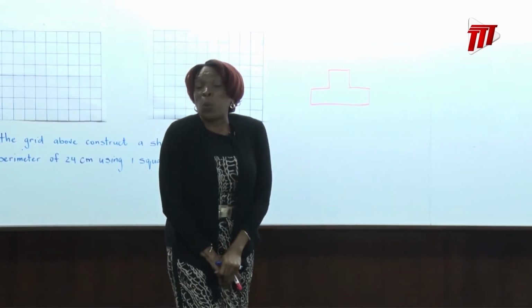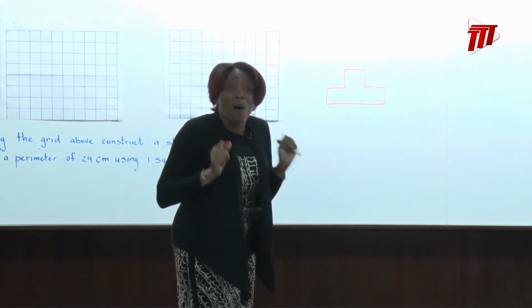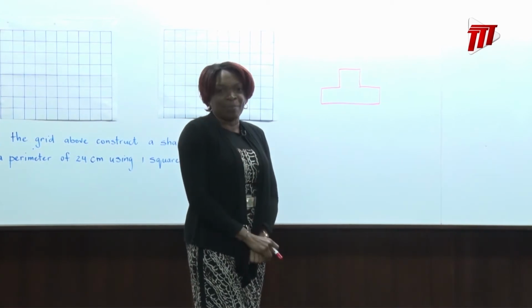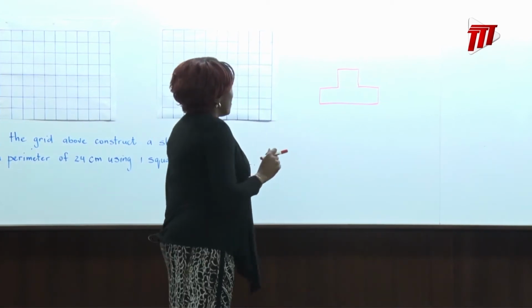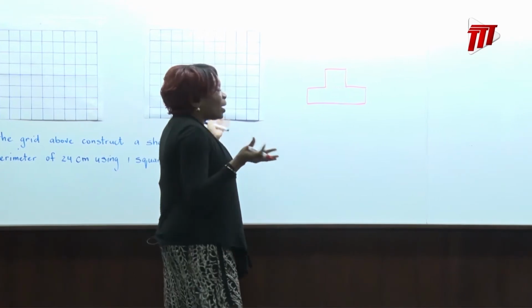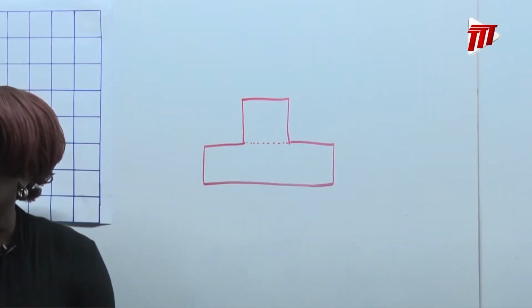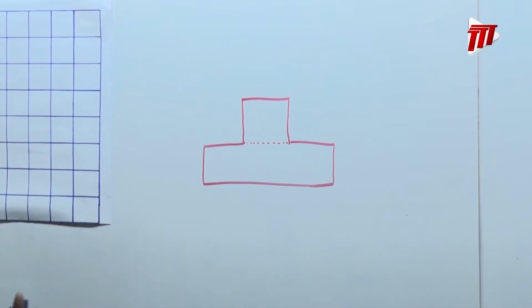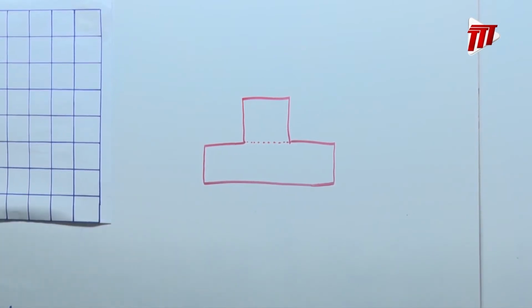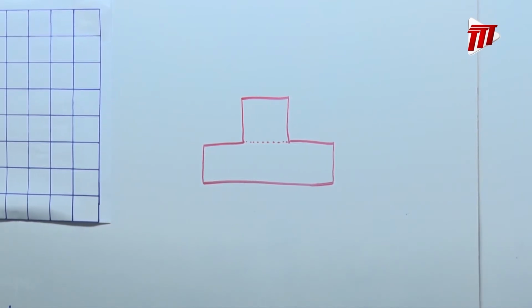Some of you are wondering what to do. How can we get that? Let's see. Let's try something. Let's start with the square first. What do we know about a square? A square has all its sides equal. Do you understand that? What else do we know from the question? The question says that the entire shape must have a perimeter of 24 centimeters. Let's start with the square.